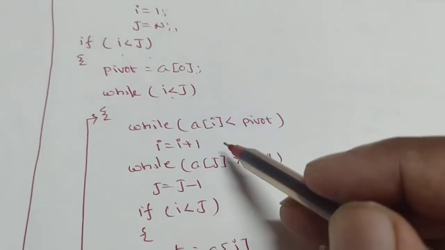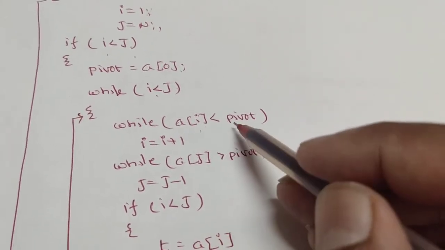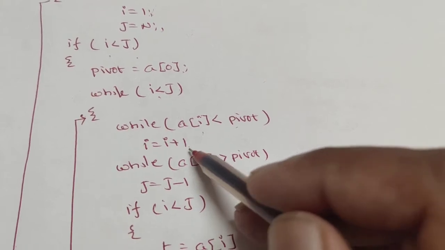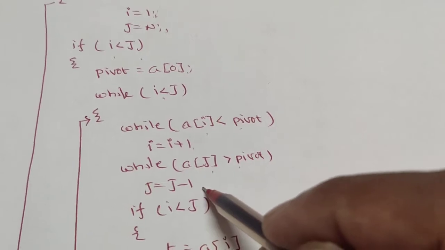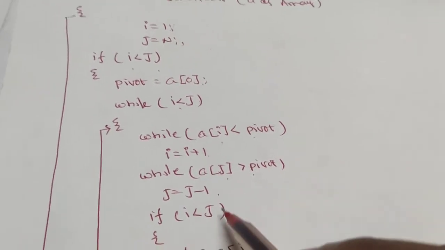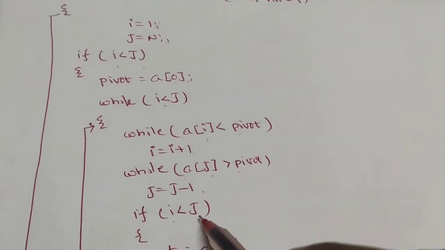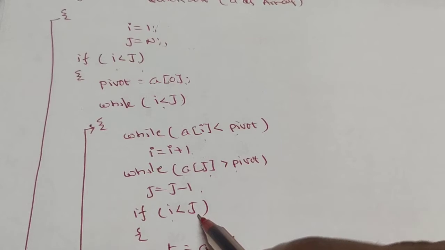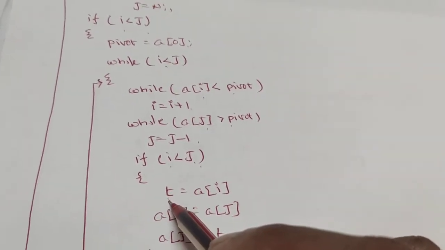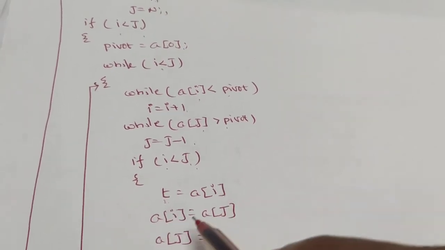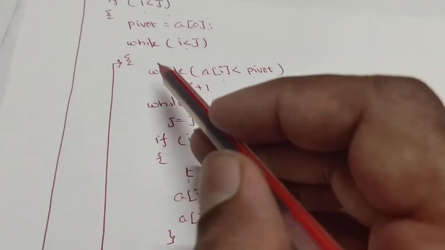While i is less than j, suppose a of i, that means the first element within the list, is less than pivot, i equals i plus 1. Suppose the last element a of j is greater than pivot, j equals j minus 1. Suppose if i is less than j, what happens? We are going to exchange the elements. So I consider t as the temporary variable: t equals a of i, a of i equals a of j, a of j equals t. This is the end of the while loop.